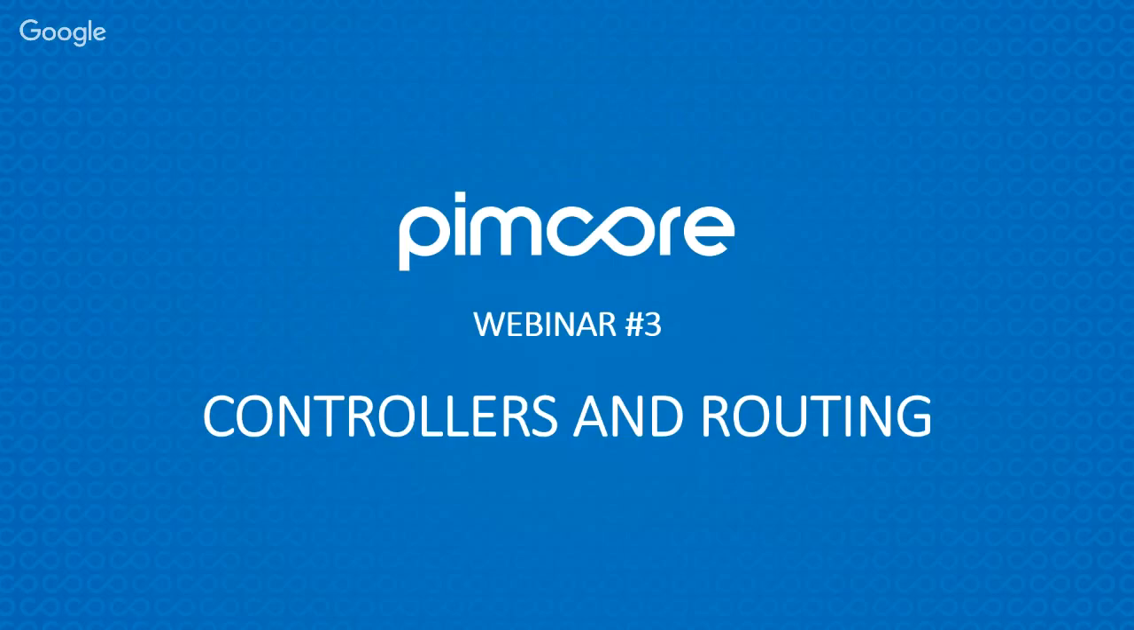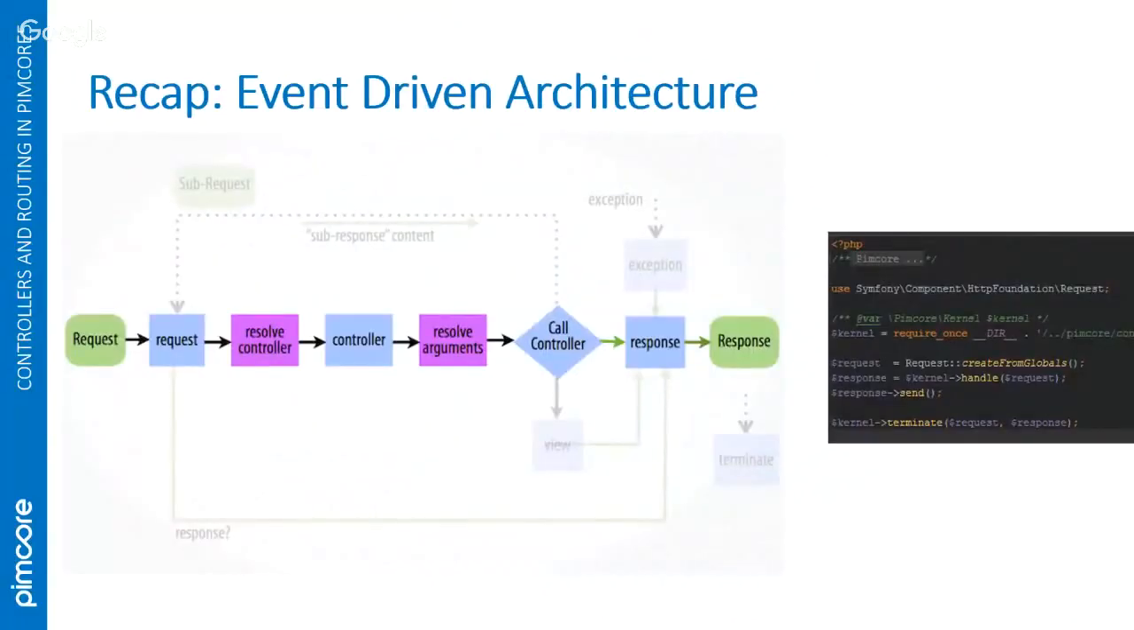So as recap, the Symfony architecture is event-driven. So you start with a request, and this request travels the whole event listener chain until at the end the response is returned. So we have multiple points where we can influence this request, and the first one is the controller request event, which is the first blue box you see here. And this is where all the routing happens.